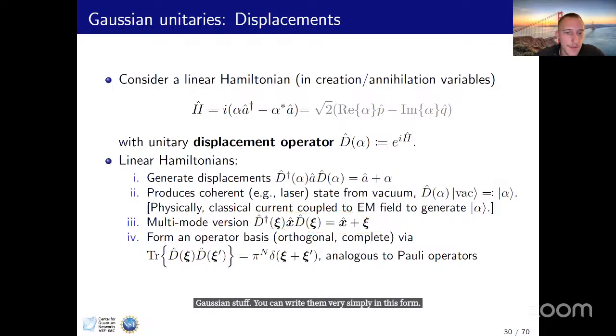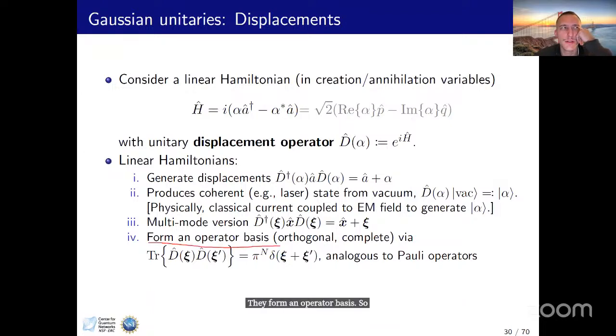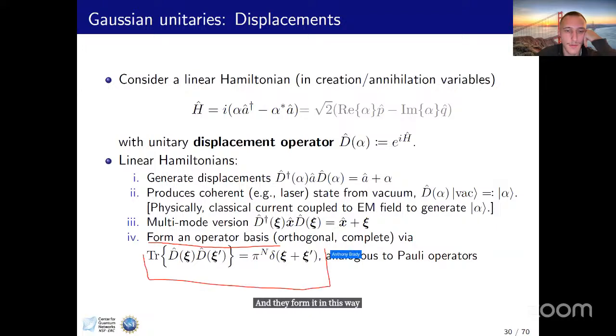One very important thing about these set of displacement operators is more of a mathematical thing again. They form an operator basis. So this is similar to qubits. If you have a single qubit, the Pauli matrices plus identity form an operator basis on the qubit space. These displacement operators also form an operator basis on this n-dimensional bosonic space, and they form it in this way. So this is sort of the operator completeness relation for them. And so again, this is analogous to Paulis.